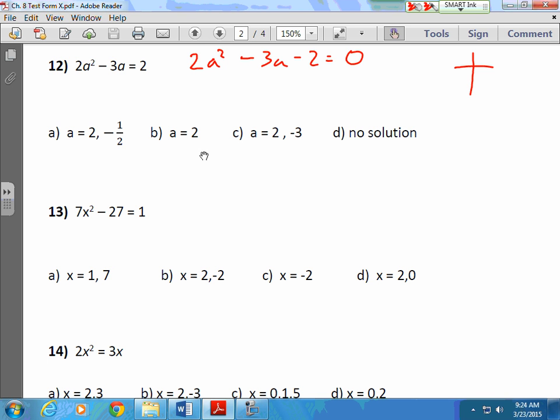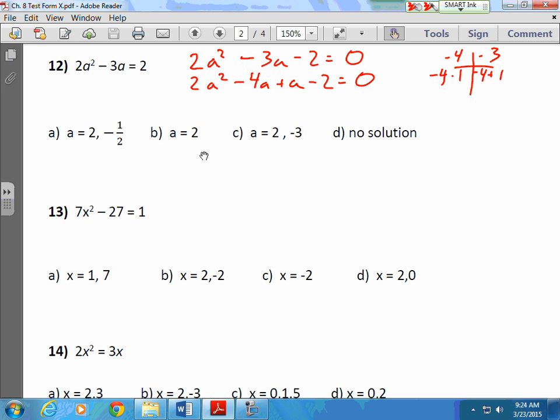We need two things that multiply together to give us negative 4 and add together to give us negative 3. We've done this enough. We know that's going to be negative 4 times 1, negative 4 plus 1. So that means this middle term will break up into minus 4a plus a minus 2 equals 0. We're going to have to do this by grouping because we have a 2 as our coefficient on the squared term. So then if I factor out a, well, y'all like reversing the middle terms?